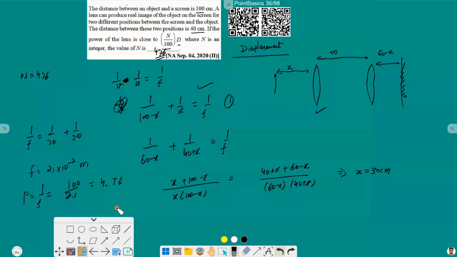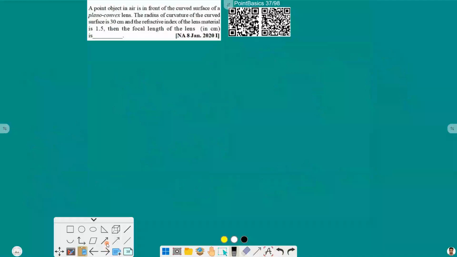Now let us move to the next one. A point object in air is in front of a curved surface of a plano-convex lens. The radius of curvature of the curved surface is 30 centimeter. Refractive index of the lens material is 1.5. Focal length of the lens we have to find out.